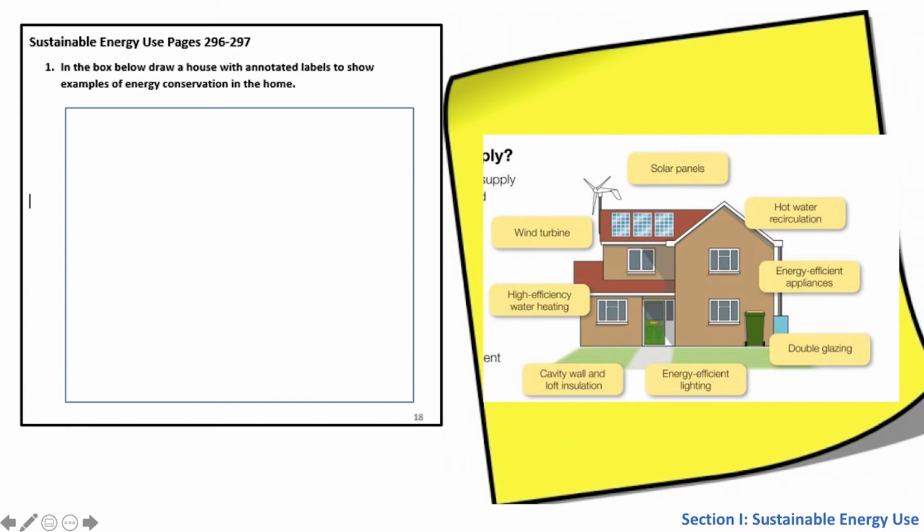Pause the video now and take time to draw this diagram. If you can't draw this diagram, either print it out or just list the things that you could see in a house or on a house to help improve its energy conservation.